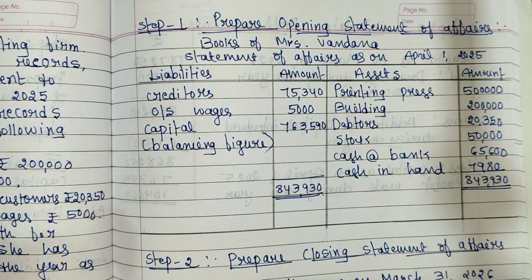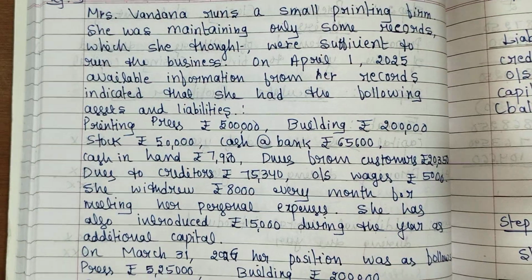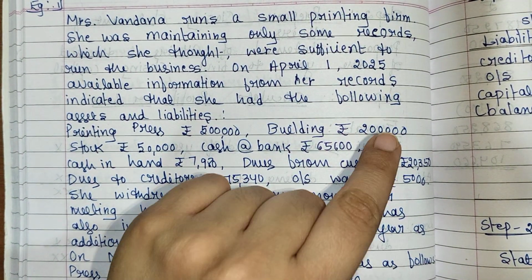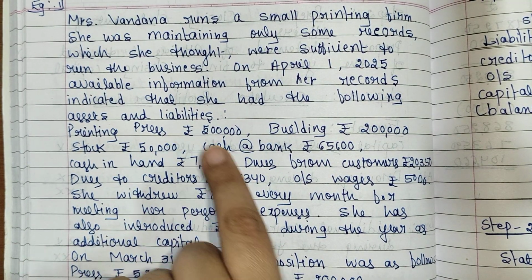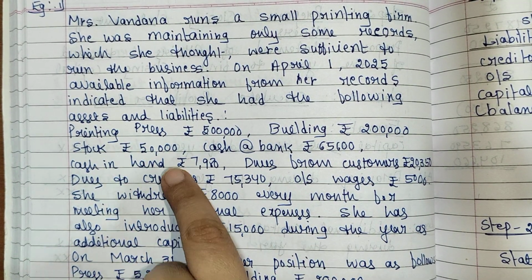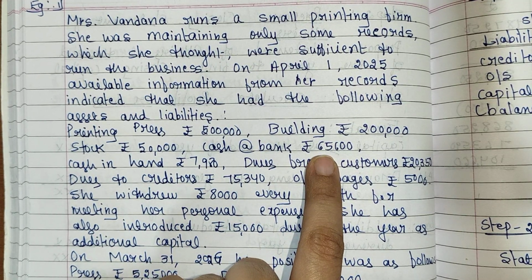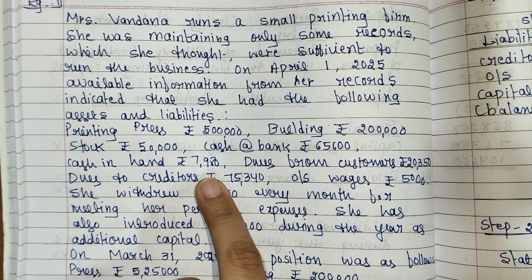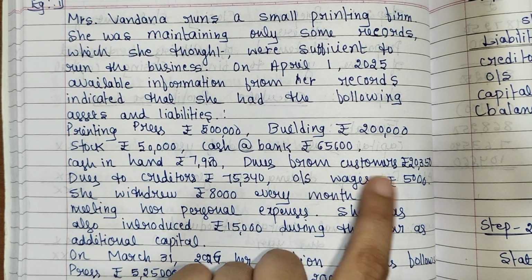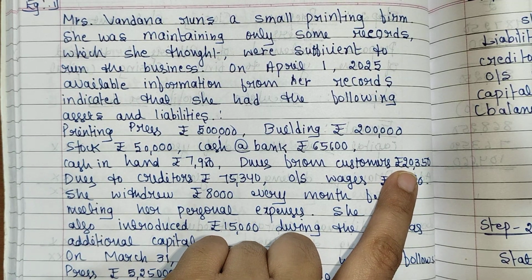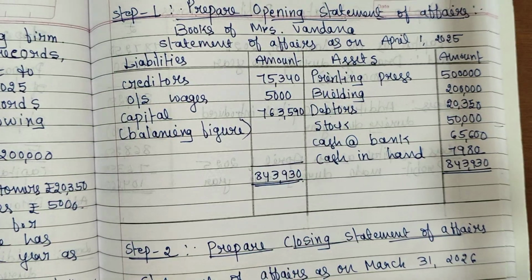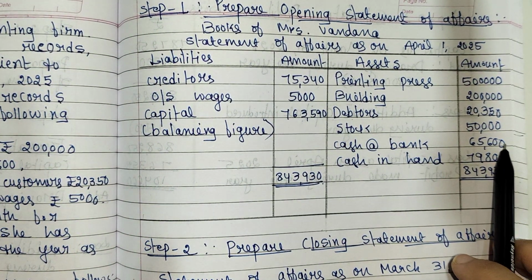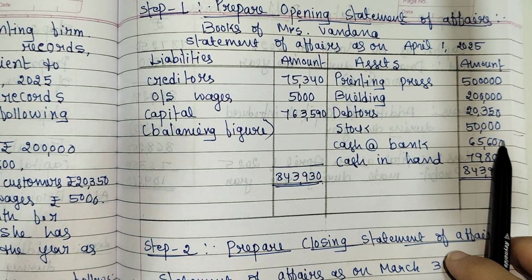On the asset side, what do we need to write down? All the assets. On April 1st, 2025, see the date very carefully. This is the beginning of the year. So write down printing press 5 lakh, building 2 lakh, stock 50,000, cash at bank 65,600 and cash in hand rupees 7,980 and dues from the customers 20,350, that is the debtors. See here, debtors 20,350, the dues from the customers, comes under the asset side, right? You remember this one?